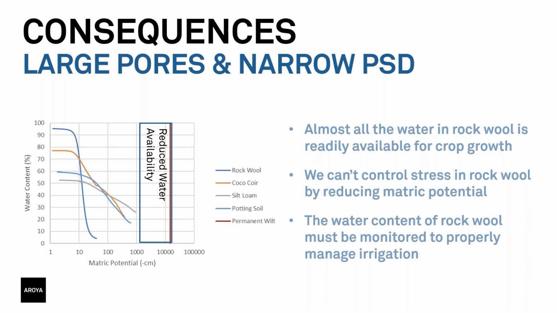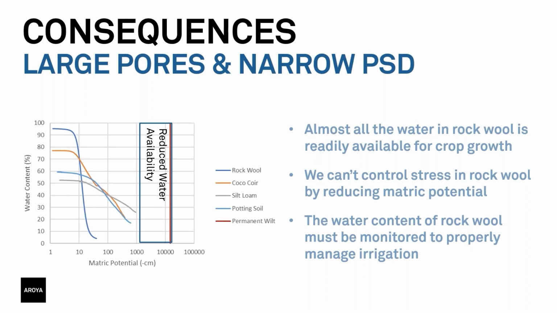Cocoa and other soilless substrates are in between. We'd have more water than rock wool when stress symptoms were evident, but there wouldn't be much margin for error. So one consequence of using these substrates with large pores and narrow pore size distribution is that essentially all of the water they hold is readily available. We control the water content at 20% or 80%. The plant can't tell the difference.